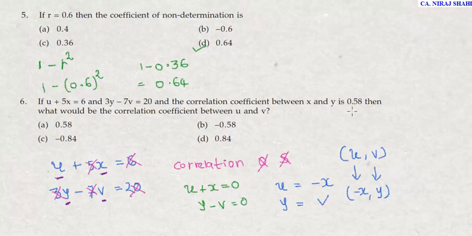So suppose the correlation between plus x and plus y is given as 0.58. Then naturally, if I change the sign of one set of variable, then the sign of correlation will also get changed. So my answer here is nothing but negative 0.58.